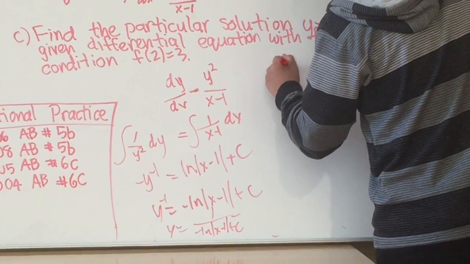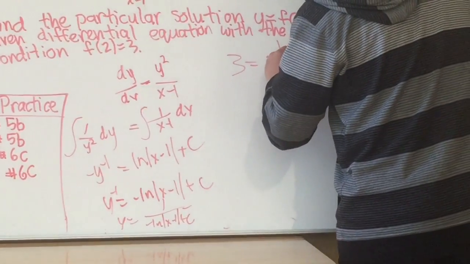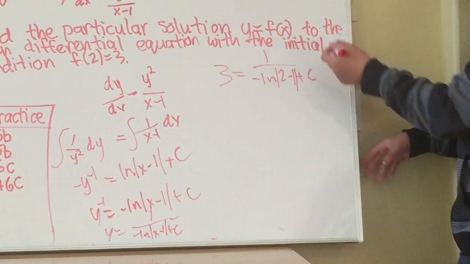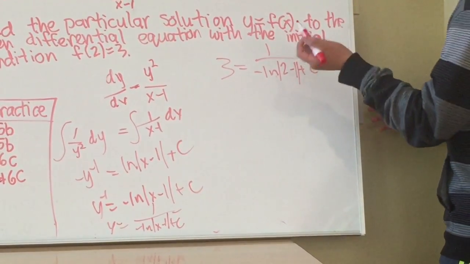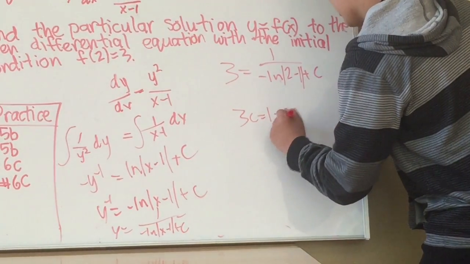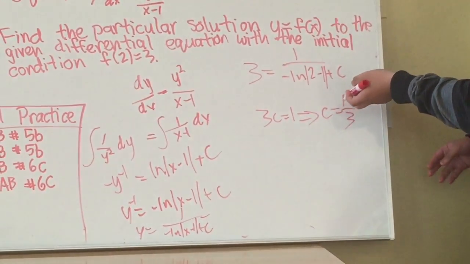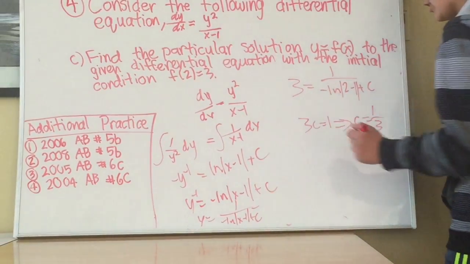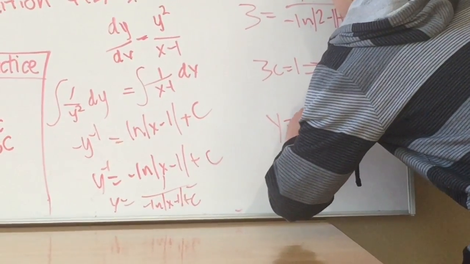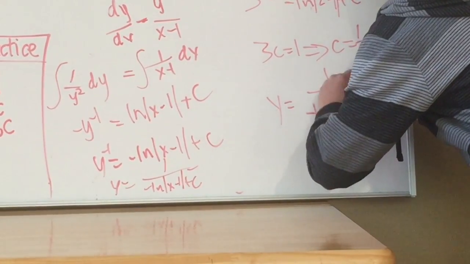So we know 3 equals 1 divided by negative ln of 2 minus 1 plus c. We know negative ln of 1 is just equal to 0. So therefore 3c is equal to 1, so c is equal to 1/3. So we can just plug the value of c back into our equation. So we know that the particular solution is y equals 1 divided by negative ln of x minus 1 plus 1/3.